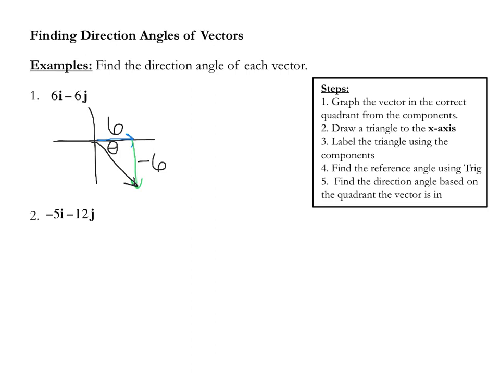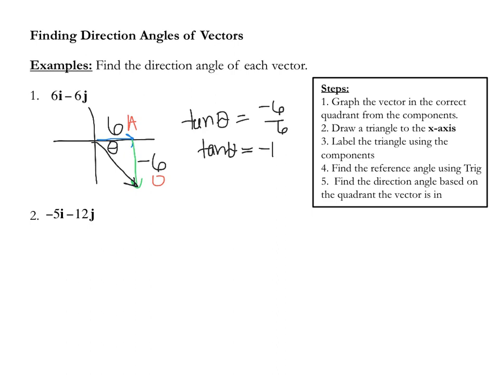So we're going to use trig to find that. This is the opposite side. This is the adjacent side. So I can use tangent. So it's going to be tangent of theta is equal to negative 6 over 6. We get tangent theta equals negative 1.